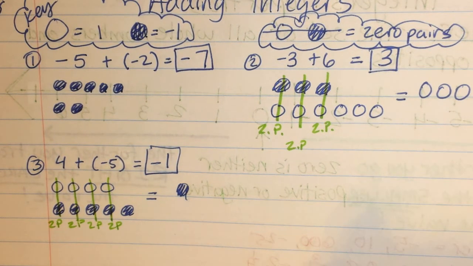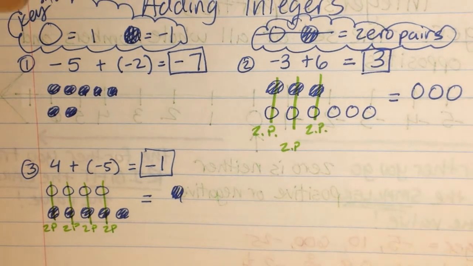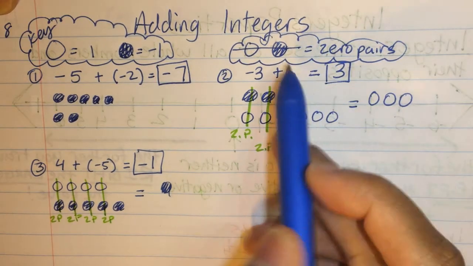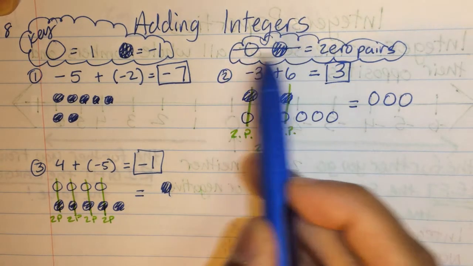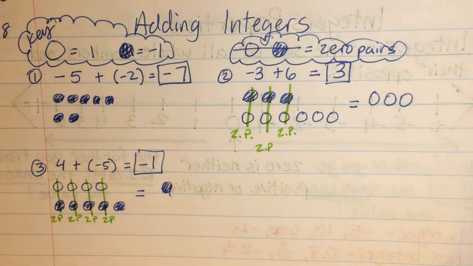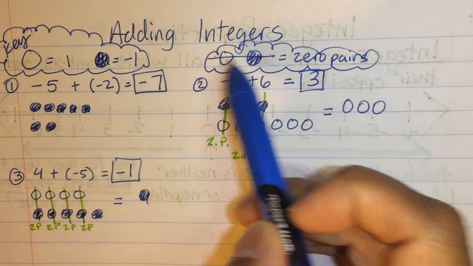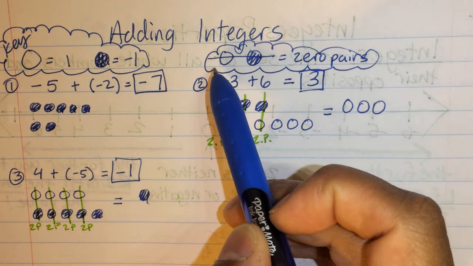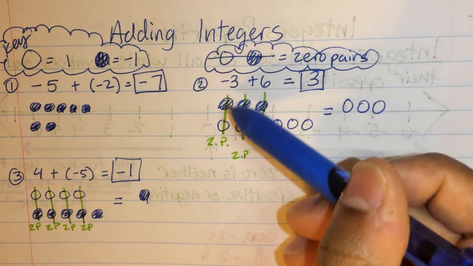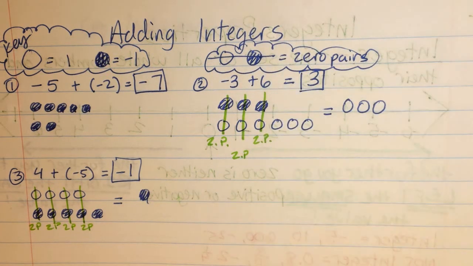Okay, so a zero pair. Anytime I get one positive and one negative, they cancel each other out. Think about it as opposites. The opposite of 1 is a negative 1. The opposite of a negative 1 is a positive 1. The reason I put the line through them is because they cancel each other out. So, Amoge, let me give you an example. If I give you $1 and I take away $1 from you a few seconds later, how much money do you have left?